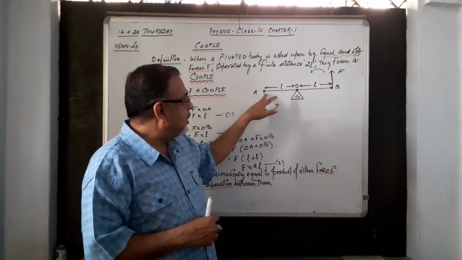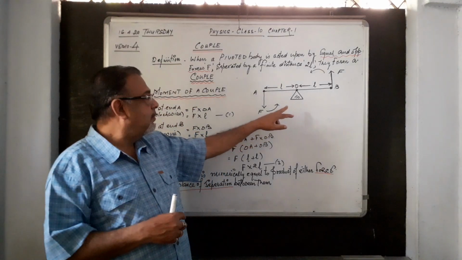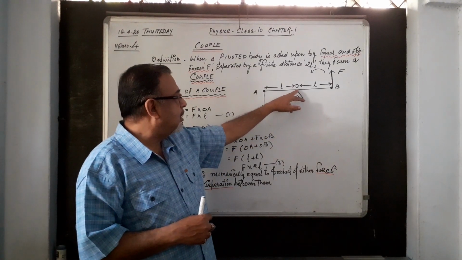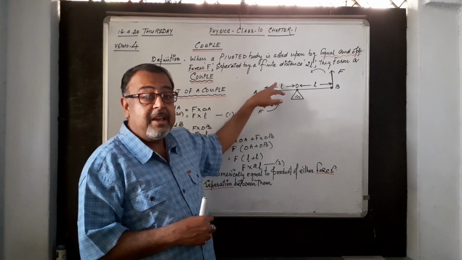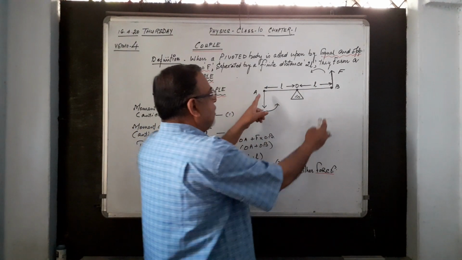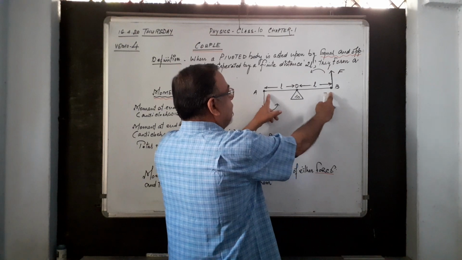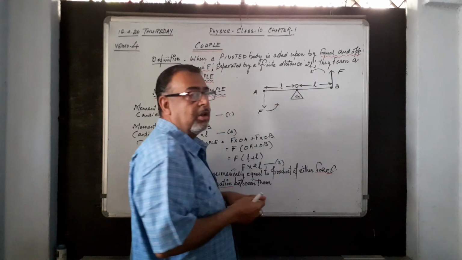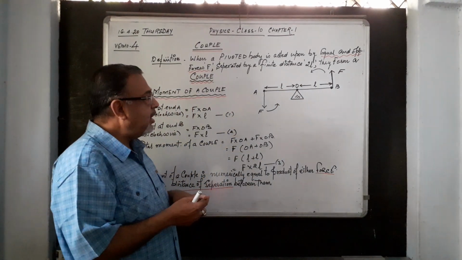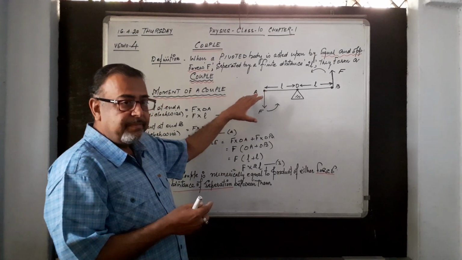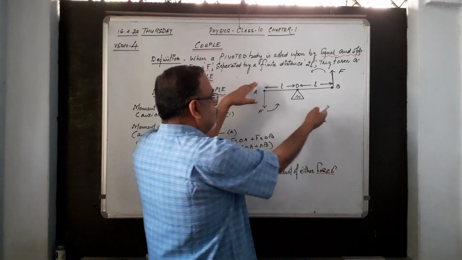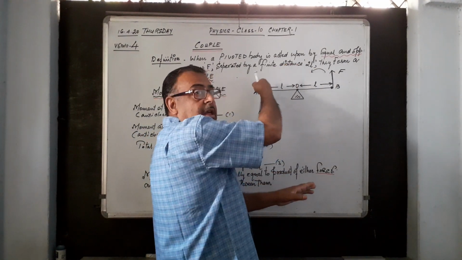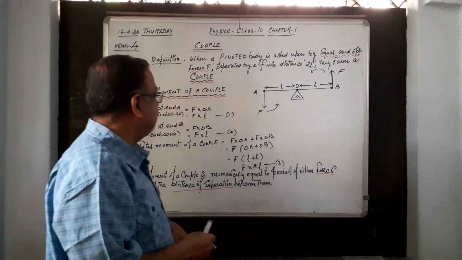What more is there in the diagram: from the center on either end, the length has been considered as L each. That means the total separation AB is taken to be 2L. We find that when these forces act on the body, they turn the body anti-clockwise.